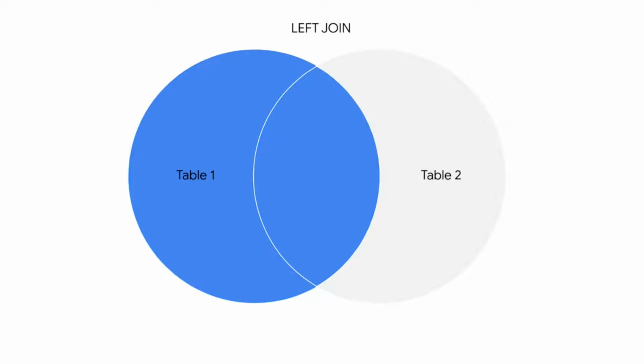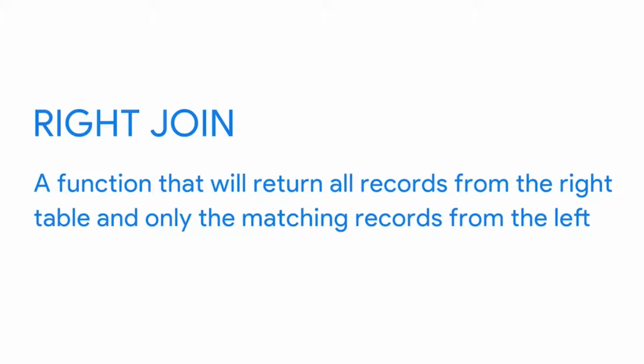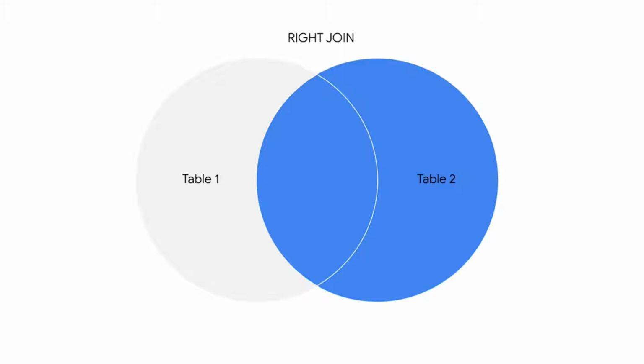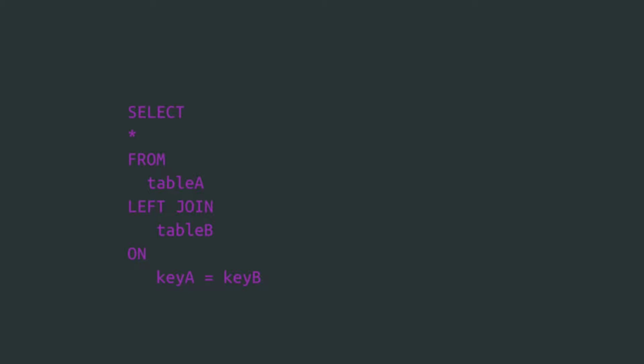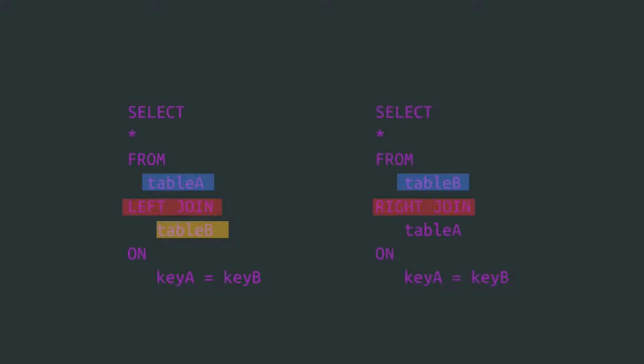In this diagram, you'll notice that the entire left table is colored in, and the overlap with the right table, which shows us that the left table and the records it shares with the right table are being selected. Each row in the left table appears in the results, even if there's no match in the right table. Right join does the opposite. It will return all records from the right table and only the matching records from the left. You can get the same results if you flip the order of the tables and use a left join. For example, select from table A, left join table B is the same as select from table B, right join table A.